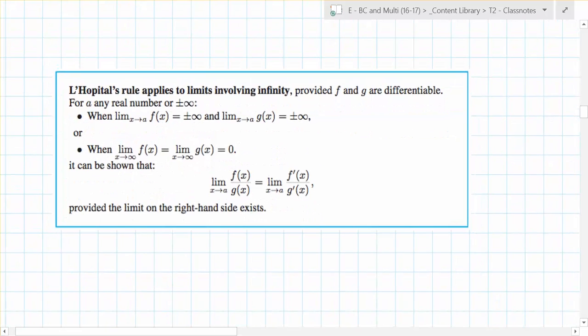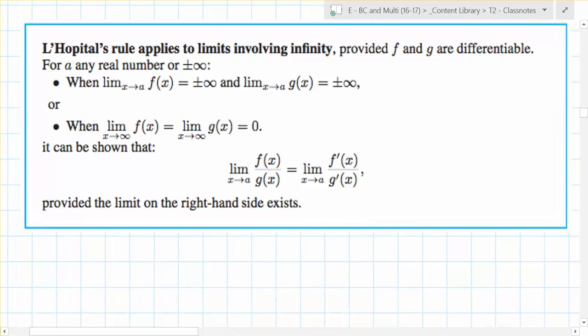The key thing is recognizing the indeterminate forms. The two indeterminate forms are infinity over infinity or what? 0 over 0. And those infinities can be plus or minus. That just affects the sign of the final answer. So you have to have an indeterminate form to run L'Hopital's rule.